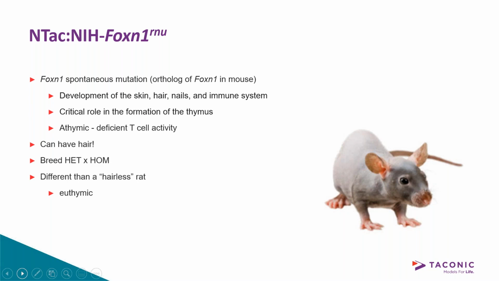I should say too, het times homo. We always list the female first when we're talking about breeding formats. So we want to use heterozygous females with homozygous males. And just to note too, some of you may have had rats as pets. I did when I was younger, and they are different than a hairless rat, and there are hairless mice as well. It's a different mutation, and therefore we refer to these animals as euthymic, meaning they have a normal thymus. So they're not immunocompromised like this model is.